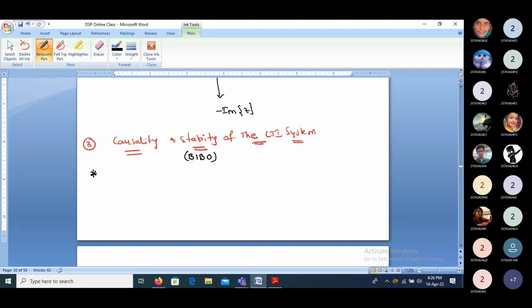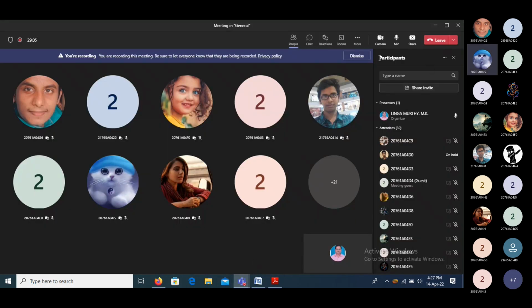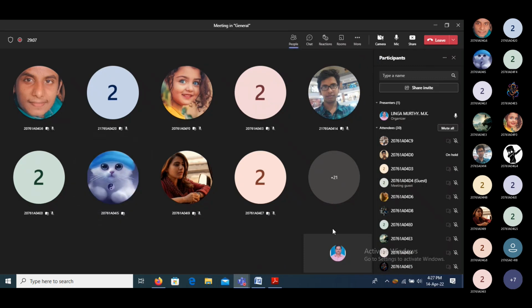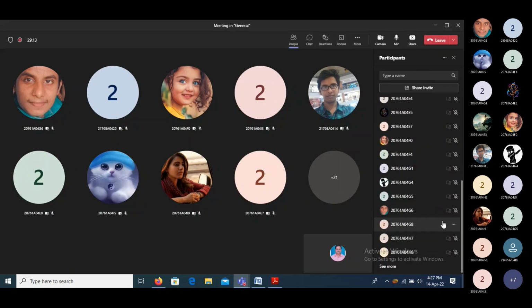Can anyone say what is the ROC of the causal signal? What is the ROC for the causal signal? Anyone? What is the ROC of the causal signal? Region of convergence for the causal signal is always greater than, and it is always less than for the anti-causal signal, with respect to the value.